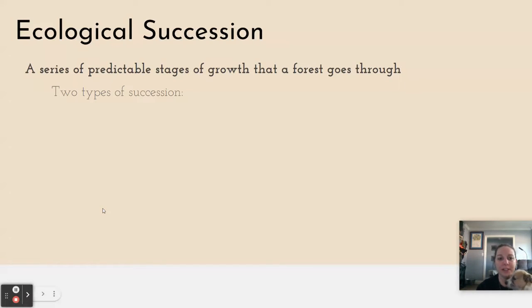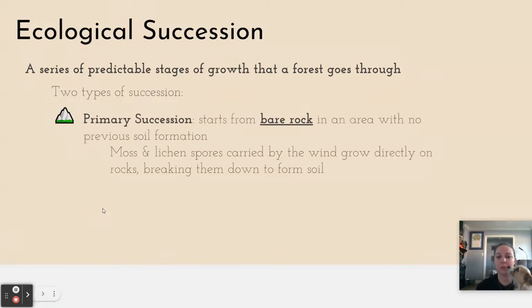So we have two main types of succession. The first one's going to be primary succession, and that's where we're going to be starting from bare rock. So we're going to have no soil formation left there. And what we're going to see happen is that moss and lichen spores are going to be carried into that area on the wind, and they're going to grow directly on rocks, and that's going to break them down to form soil.